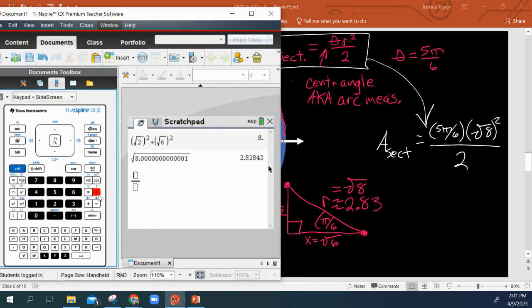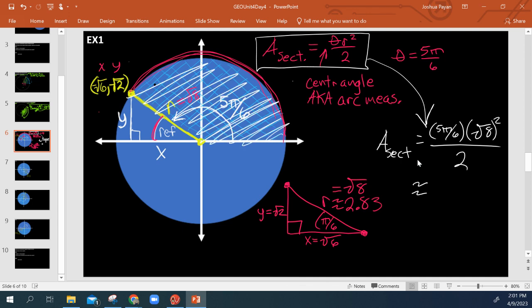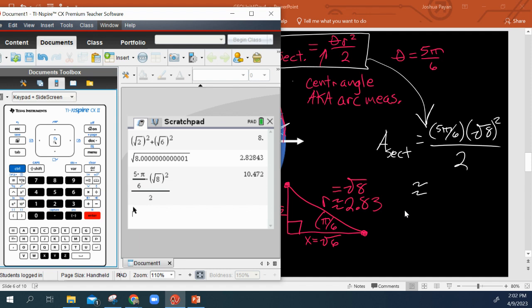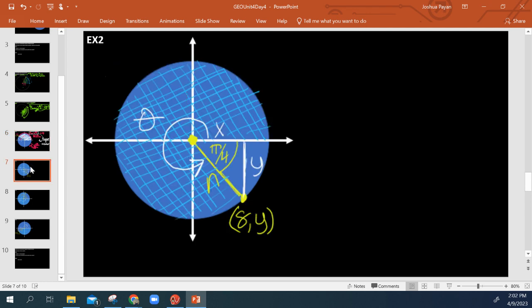So control divide, open parentheses, control divide again, and we'll say 5 pi over 6 multiplied by the square root of 8 itself squared, all divided by 2 now. And we see that the area of this sector is approximately 10.472. We'll say units squared, because we weren't given units for what the radius was in. And here we see another example.